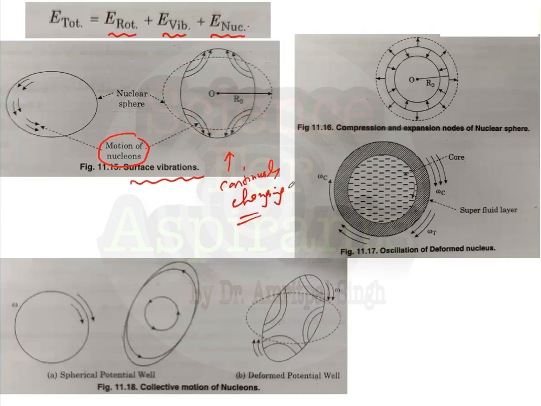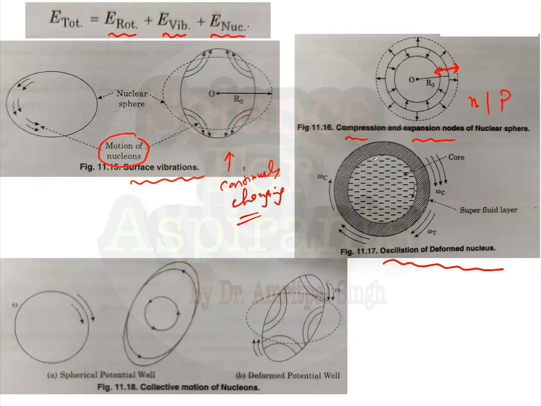So second, he said the concept of compression and rarefaction. It is something like, suppose some neutrons are moving inward and protons are moving outwards, and due to the opposite motion of the neutrons and protons, this causes compression and rarefaction of this spherical nucleus, and that's why the nucleus sphere changes its shape from time to time, and this is the oscillation of this deformed nucleus.